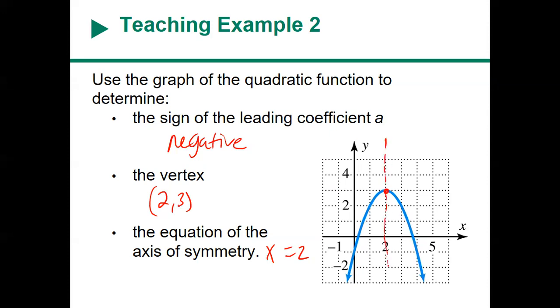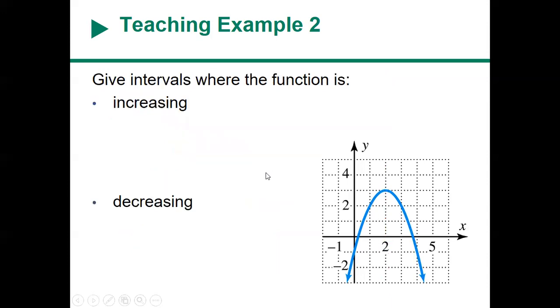Would it just be your max? No, your vertex would be your maximum. Your axis of symmetry is always the x value of your vertex. Yes, it's always the H. All right. How do we feel about reading a graph? Doable, okay? All right, now we're gonna keep reading it.